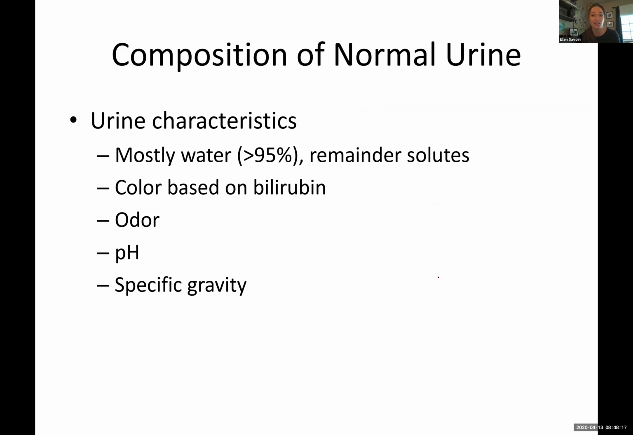Okay, what's in urine? Mostly water. And the remainder is just solutes. It's really yellow, so we expect it based on bilirubin. If you took vitamins in the morning and it becomes fluorescent yellow, that's usually because of B vitamins. And remember, we talked about the renal threshold.